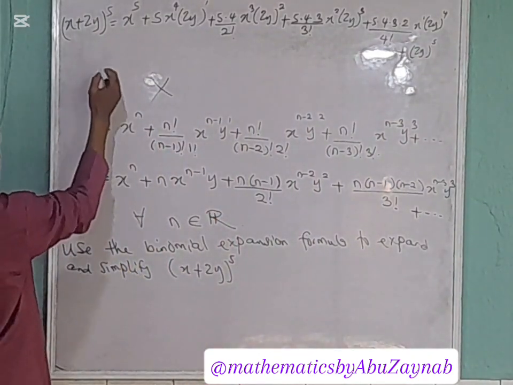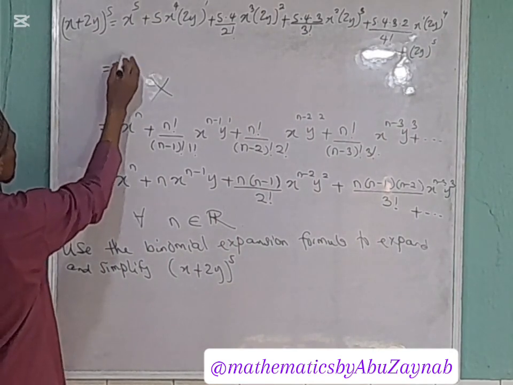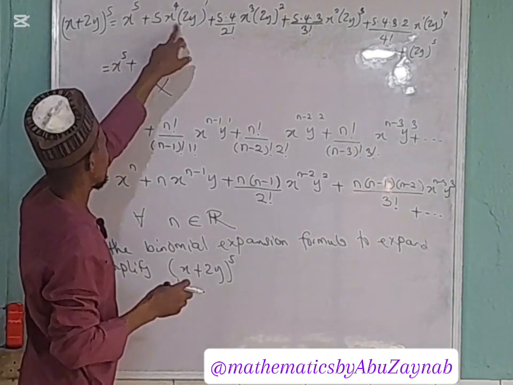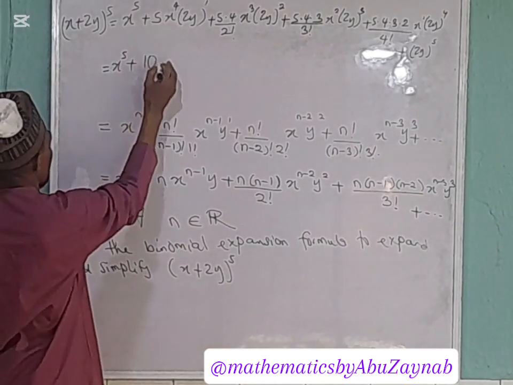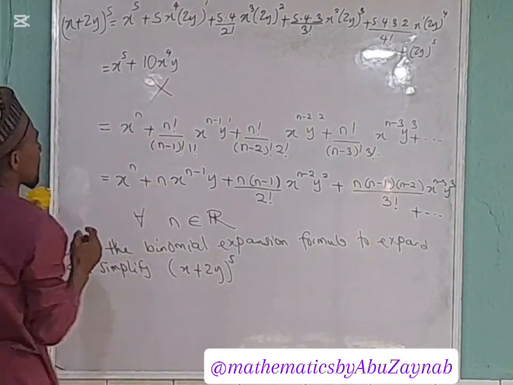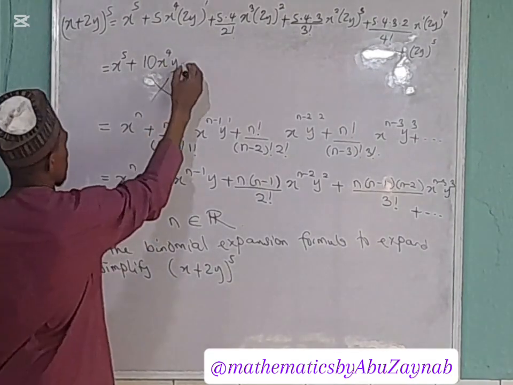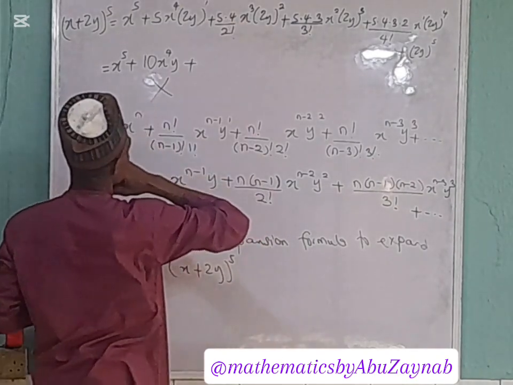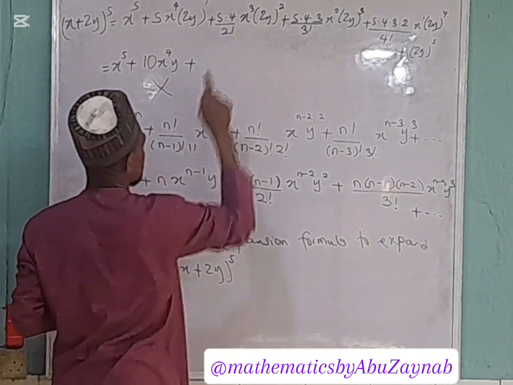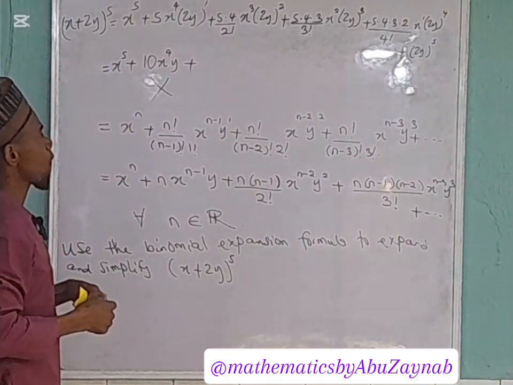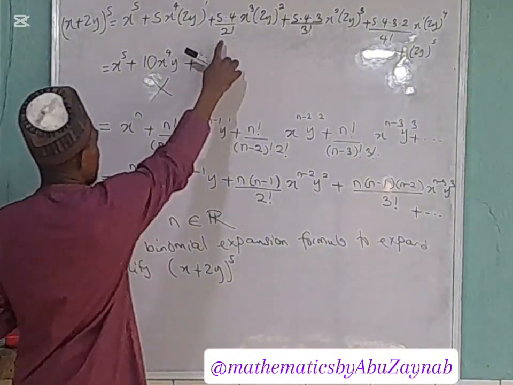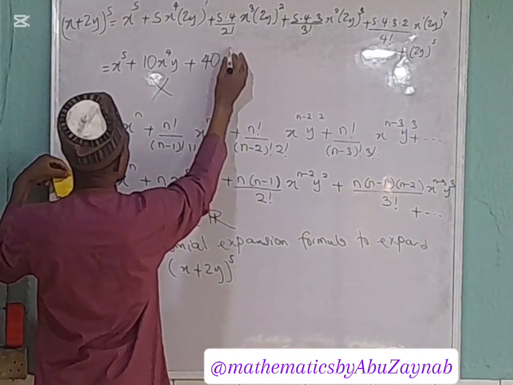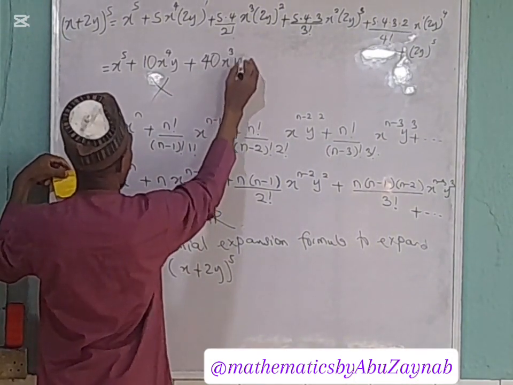So going further, I'm going to have x power 5 is just x power 5. Plus, now here, 5 times 2 is 10. That is 10 x 4y. Now plus here, this is 5 times 4, that is 20. This is 2 squared, which is 4. So 20 by 4 is 80. Then divided by these 2 factorial, that's 40. 40 x power 3, and of course y squared.